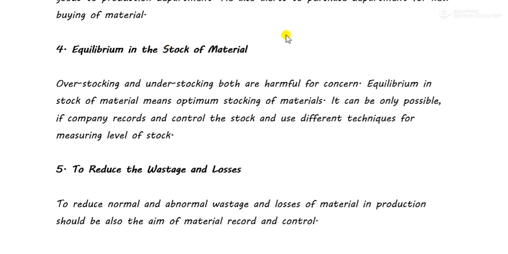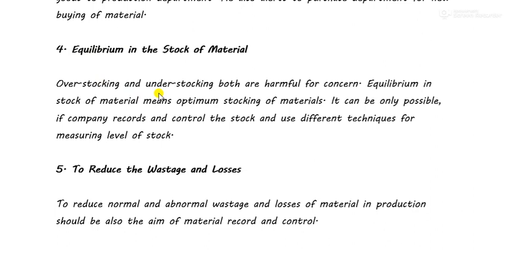Then, equilibrium in the stock of material. Equilibrium means balance. You have to keep balance. You can't keep very much stock because it will result in overcosting, like cost of storage, and maybe the goods will perish, or they can be destroyed due to some reasons if there are more goods than required. That is called overstocking. And the second thing is understocking. Suppose you should keep 1,000 units but you are keeping only 400 units in your warehouse, so that is also not a good thing.